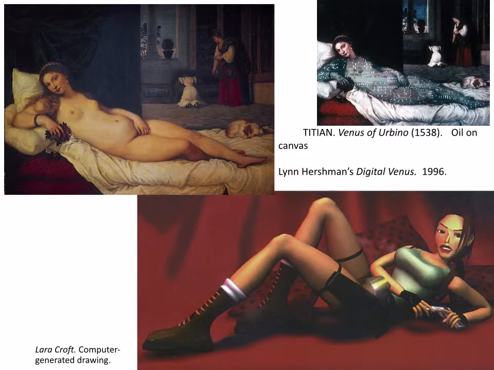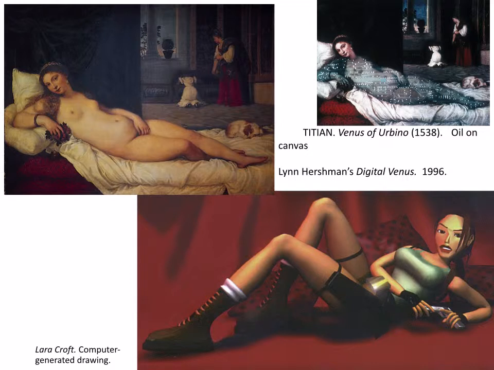We can also look for trends and themes. So you're going to see on the far left, Titian's Venus of Urbino. Really kind of famous piece. You may have noticed it before. And then above is Lynn Hirschman's Digital Venus.